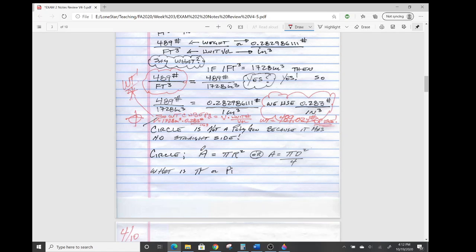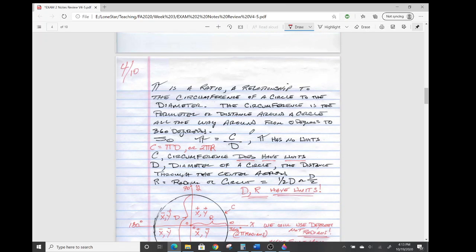that the area of a circle is pi r squared, or the area is pi d squared over 4, right? And we already know what pi is. Pi is the relationship. It's the ratio. It's a relationship of the circumference of a circle to the diameter, right? Pi equals c over d. We went through this in the previous video. All right. It's the distance all the way around the circle. It has no units because it's a ratio.